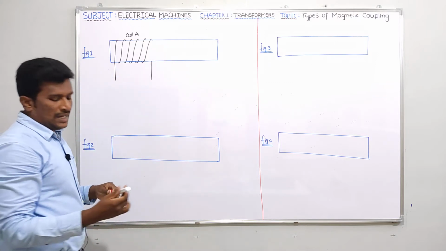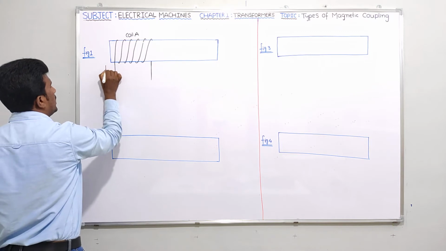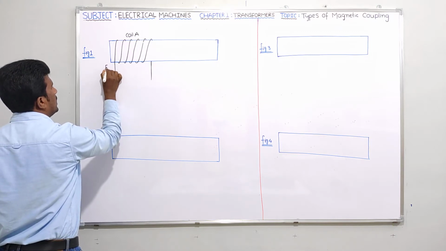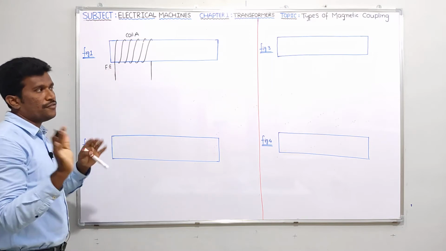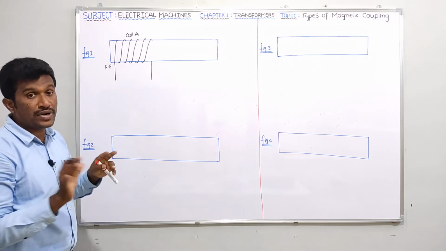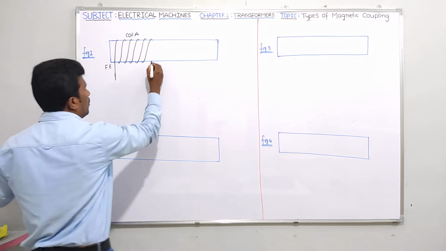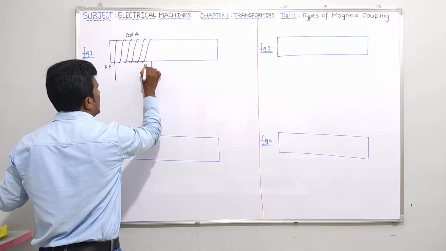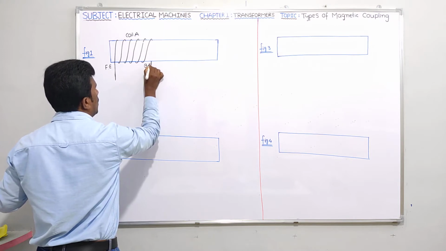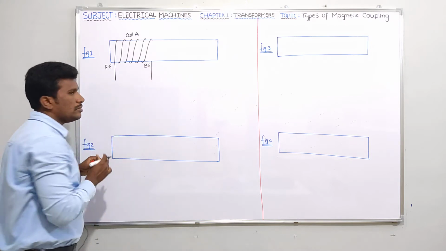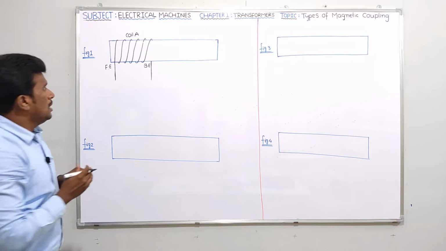Is it clear? That means, can I call this one the front end? I am writing this front end as F.E. F.E. means front end here. And what about this end, guys? Back end. B.E. Back end. Is it clear?